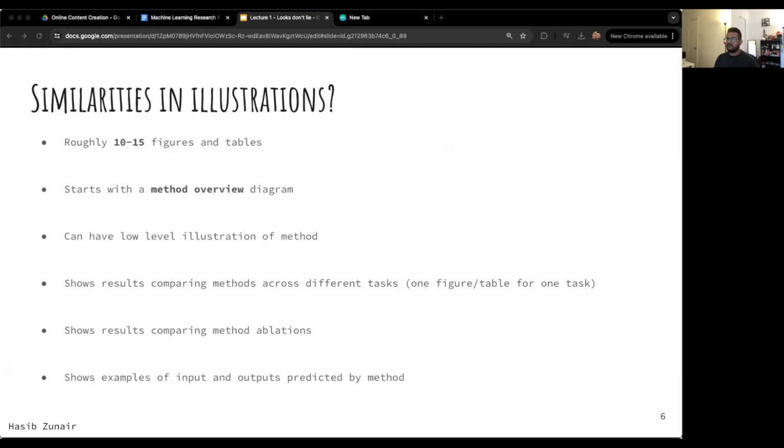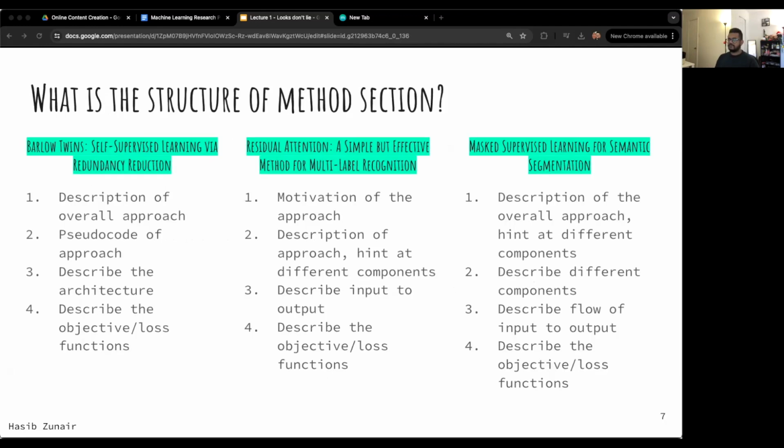And afterwards, they also have the results comparing method ablations, followed by the examples of input and output predicted by the model. What is the structure of the method section?